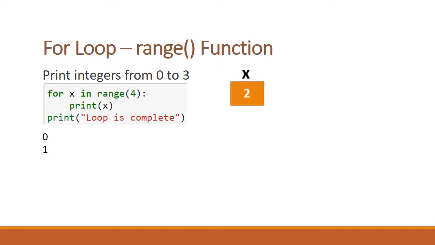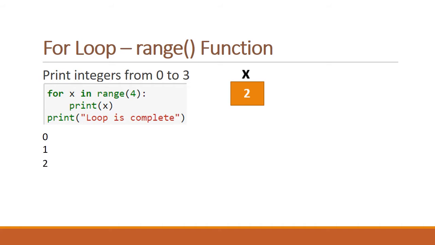The computer verifies that the value stored in x is within the range 0 to 3. X is equal to 2. It is within that range, so the print statement is executed and 2 is displayed on the screen.